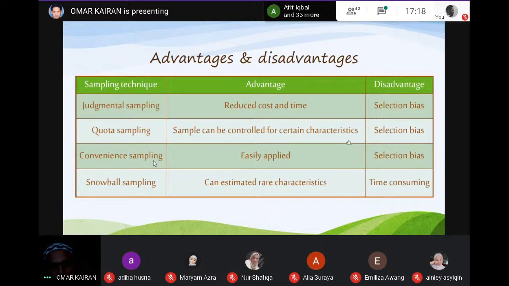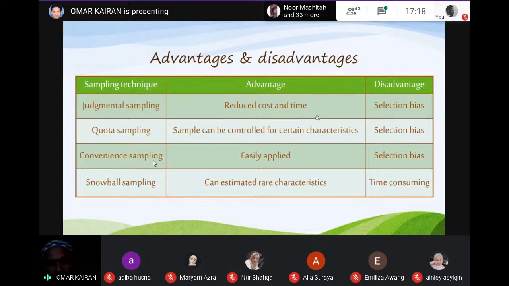Untuk keempat-empat ni, so advantages of judgmental apa dia? Reduce cost and time. And then all are bias lah. 4 ni sebenarnya bias semua ni. Semuanya bias. Snowball sampling mungkin dia sikit lah, agak biasness dia itu kurang. Disadvantage dia, bias maksudnya not representing the actual sample lah. Always not representing.